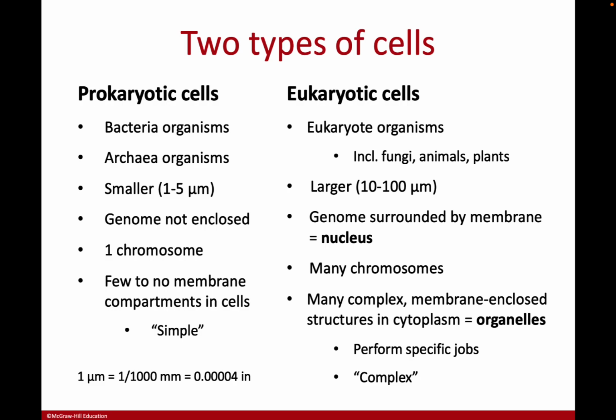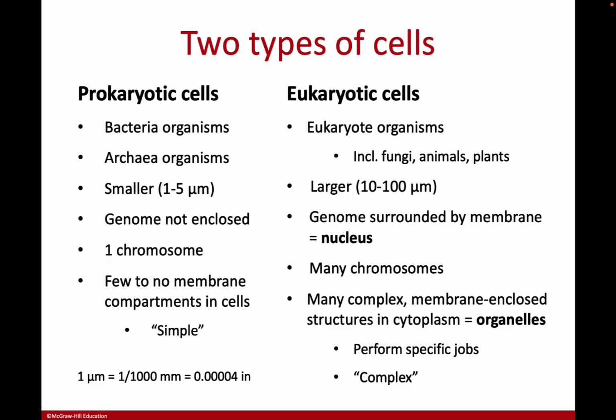Their genome is not enclosed in a membrane. That's why it's before nucleus. They have a single chromosome, and they have very simple cells, so few to no membrane compartments in the cell. So they do have cell parts to them, and sometimes they're specialized, like there's certain bacteria that can detect the magnetic field of the Earth. There's other bacteria that have pigments in them. But they are relatively simple inside.